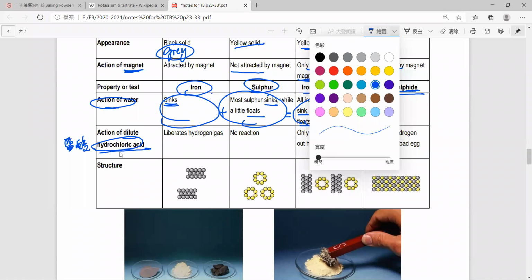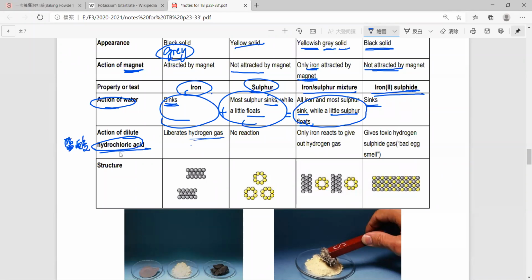So what would be the effect of it? Metals, as said before, react with acid to form hydrogen gas. Sulfur will not. With the mixture, only the black powder will give hydrogen gas, while the sulfur remains unreactive. Finally, iron(II) sulfide is a very special case. Once it reacts with acid, it forms a toxic gas with a characteristic bad smell, like rotten eggs. So it is hydrogen sulfide, H2S.